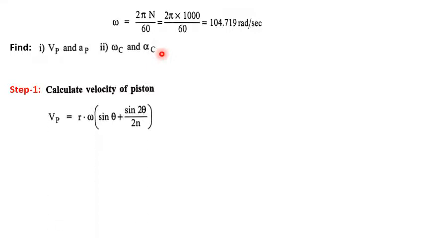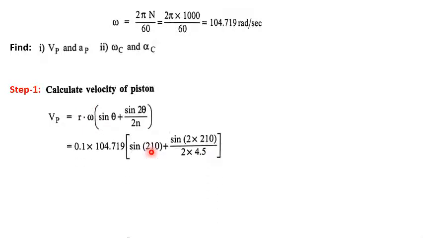The equation to find the velocity of the piston, we have derived in the first lecture. So Vp is equal to R into omega into sine theta plus sine 2 theta by 2n. R value is known, omega is 104.719, theta is 210 and n value is 4.5. So substitute all the values in this equation and simplify it.